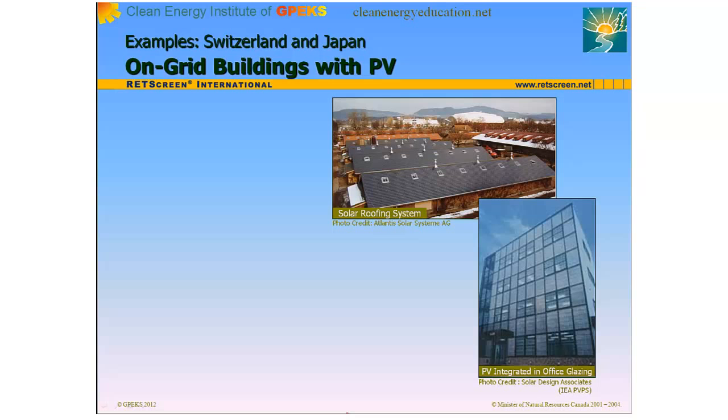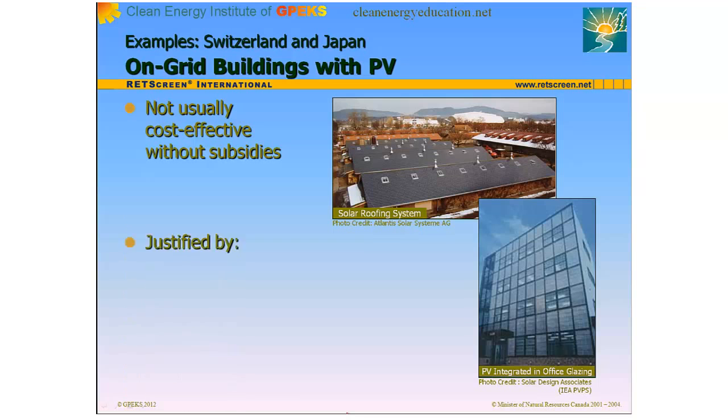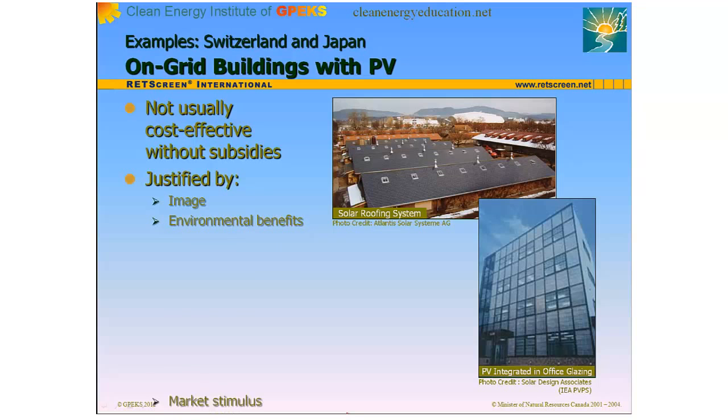On-grid buildings with photovoltaics. Examples from Switzerland and Japan. On-grid photovoltaics are rarely cost-effective without subsidies. Still, there are thousands of photovoltaic systems installed on grid-served buildings. Let's examine why. For many installations, a subsidy is a secondary consideration. Rather, people make decisions based on the image that their PV system would project, the environmental benefits it brings, or the long-term reduction in prices that a market stimulus will have.